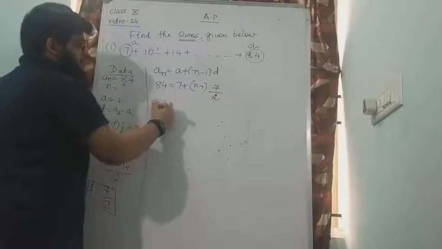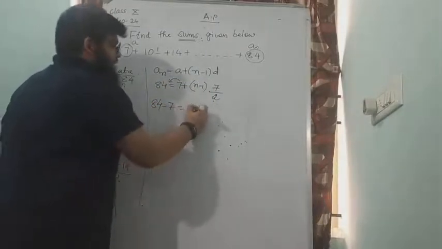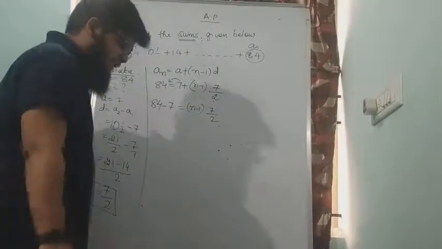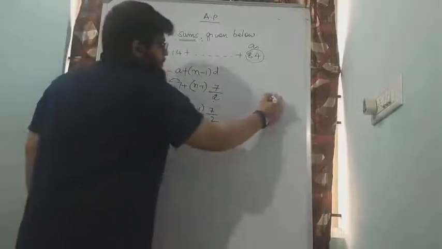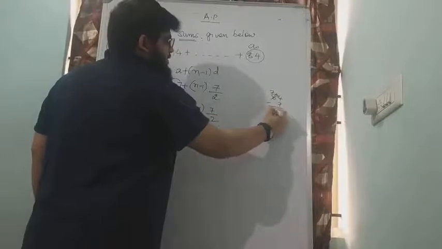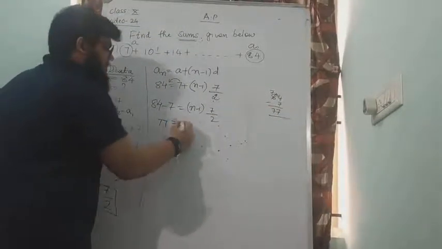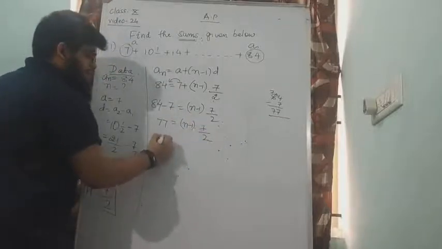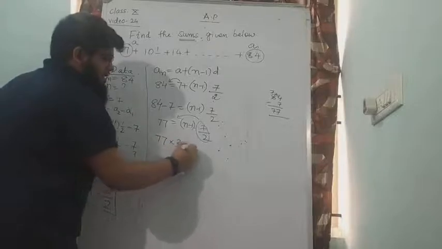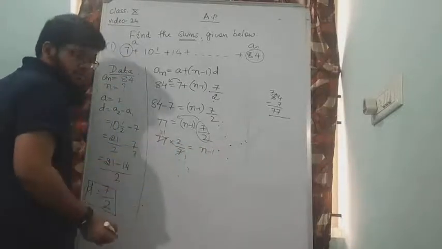Now 84 plus 7 on shifting to the other side becomes minus 7 is equal to (n minus 1) into 7 by 2. And how much is 84 minus 7? 84 minus 7, 14 minus 7 is 7, so it is 77. 77 is equal to (n minus 1) into 7 by 2. The 7 by 2 on shifting to the other side becomes 2 by 7. 2 by 7 into 77 is equal to n minus 1.